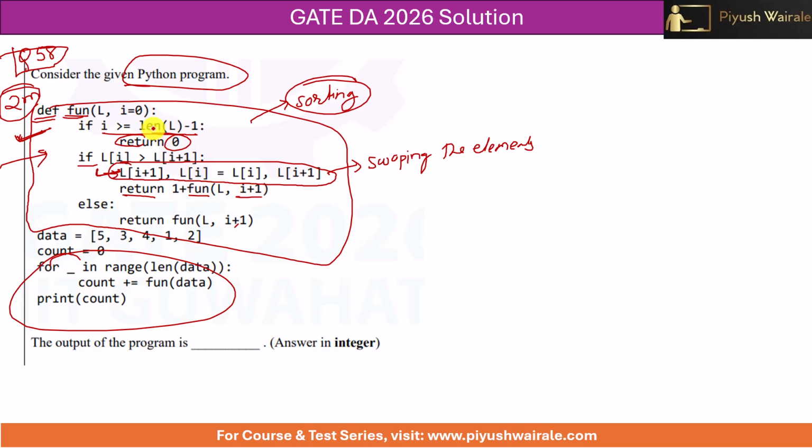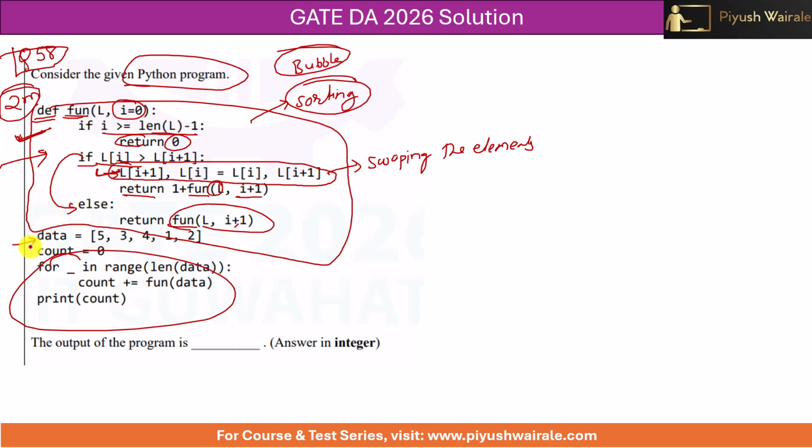Now what are we doing? We are taking that particular list, but the value of this parameter is now i plus 1, so we are going for the next element. Otherwise, if the element is not greater than the next element, we go for the else block and return function L comma i plus 1. So you can see this is basically bubble sort.